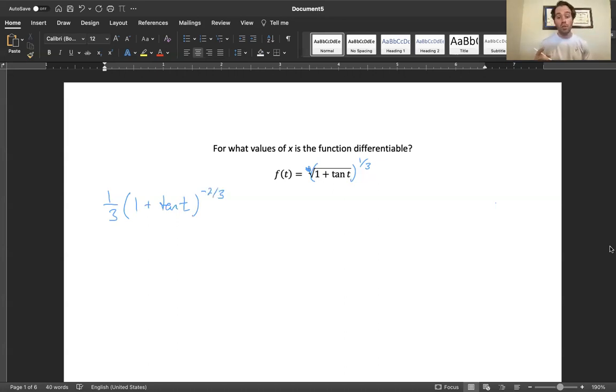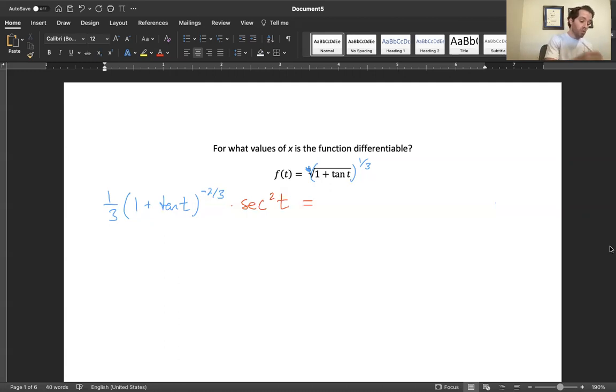But this is only the derivative of the outside. Now we need to multiply by the derivative of the inside, which I'm going to put in a different color because I can. Derivative of the inside is the derivative of 1 plus tangent of t. The derivative of 1 is 0. And so it just comes down to the derivative of tangent of t. That means we're looking at something like this. Secant squared of t, because secant squared is the derivative of tangent.